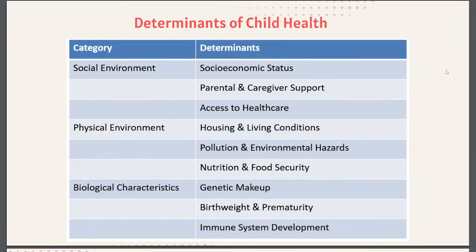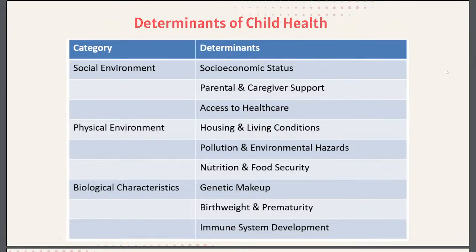So, like we already know, determinants of child health are the social environment, the physical environment and biological characteristics. Obviously, the genetic makeup is going to determine what kind of life that baby is going to have. Birth weight and prematurity: birth weight is a very important determinant of the future of any particular child in terms of health.